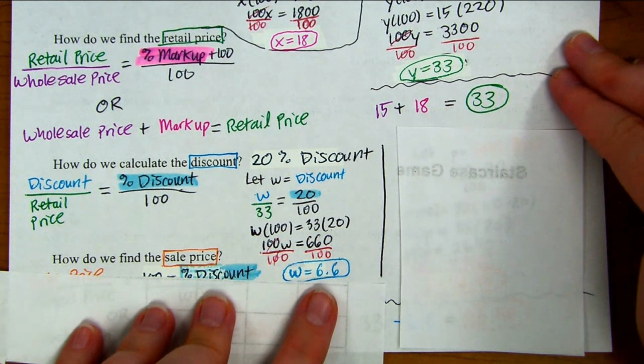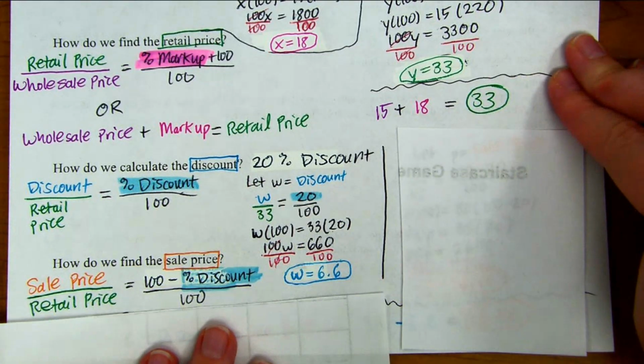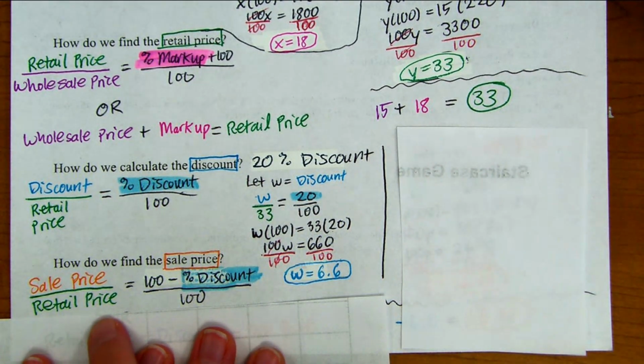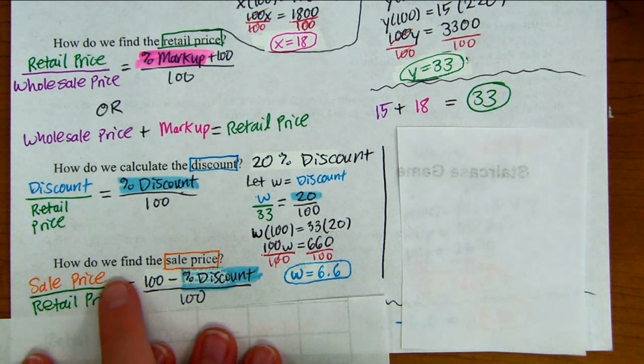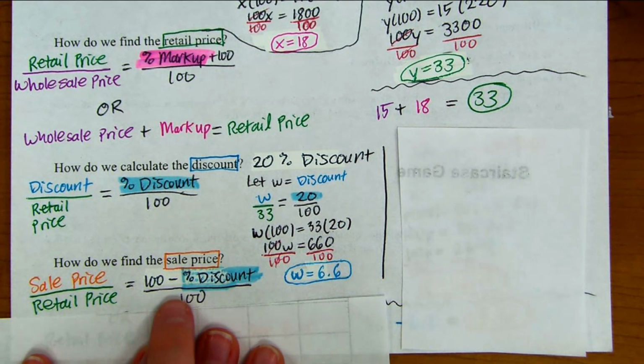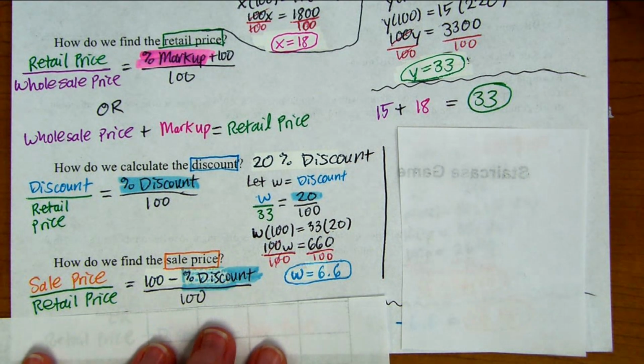The first option is to just take what we originally knew about the retail price and calculate the sales price from that. To do that, you would set the sales price over the retail price, and that will equal 100 minus the percent discount, so that you're figuring out what the remaining percentage is that you have to pay for the item. And all of that will be over 100.